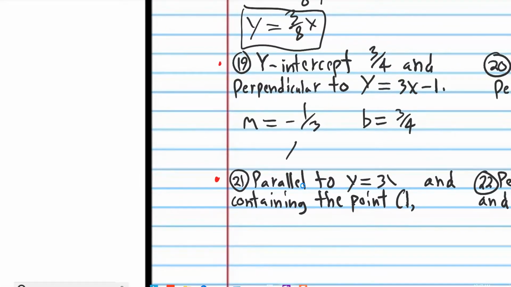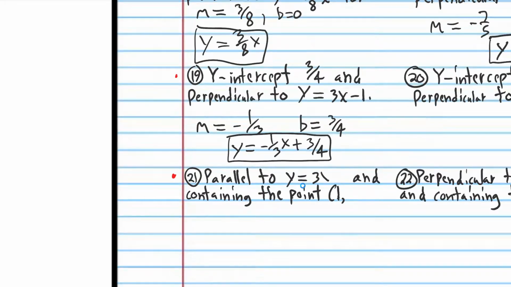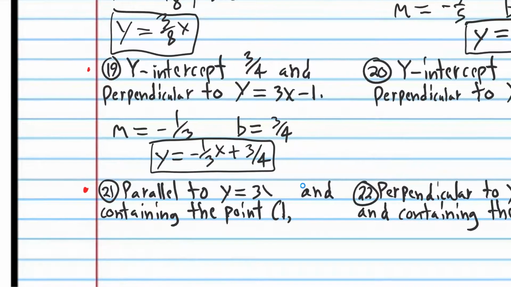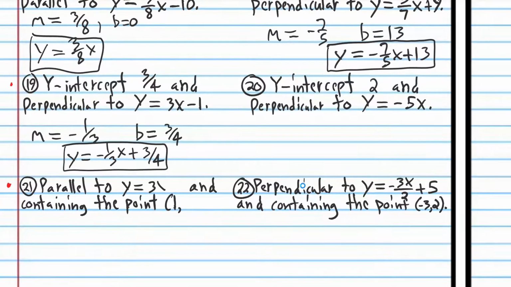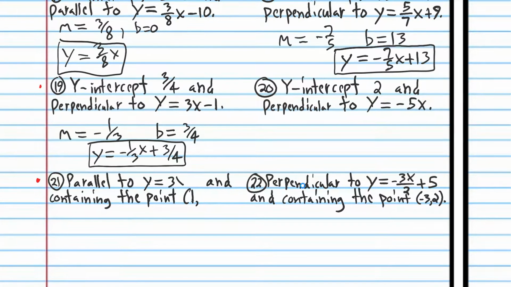So now we can just use y equals mx plus b, so y equals mx plus b. So the only difference with that problem is we had a whole number as a slope. So try number 20, and when you come back, we'll do it together.